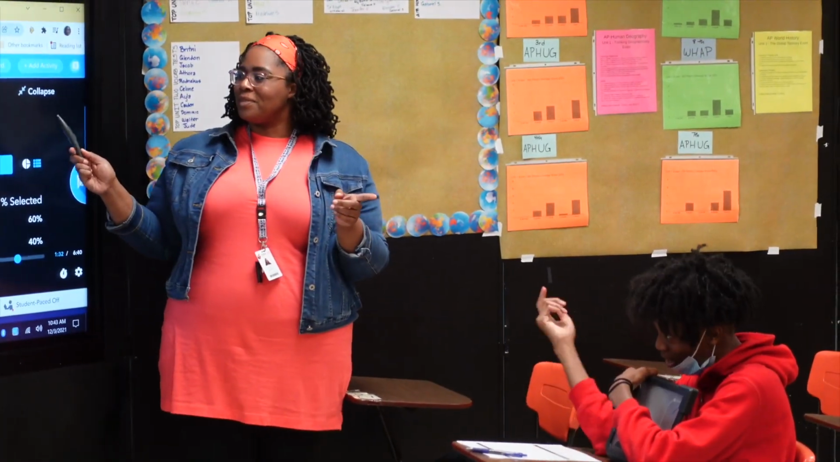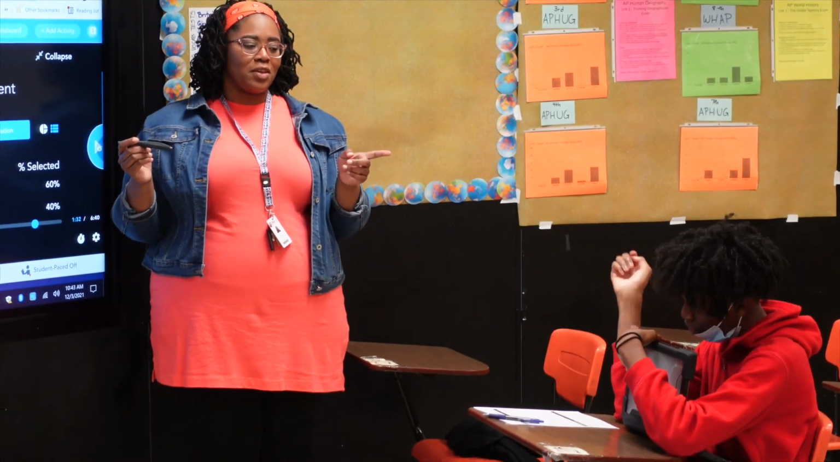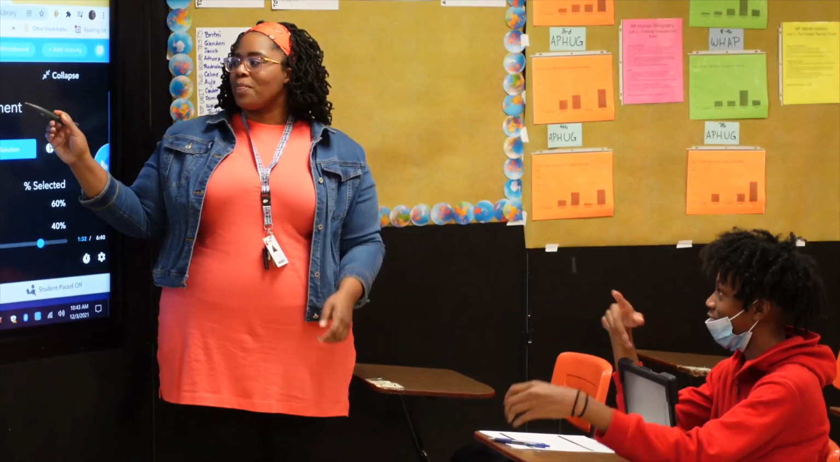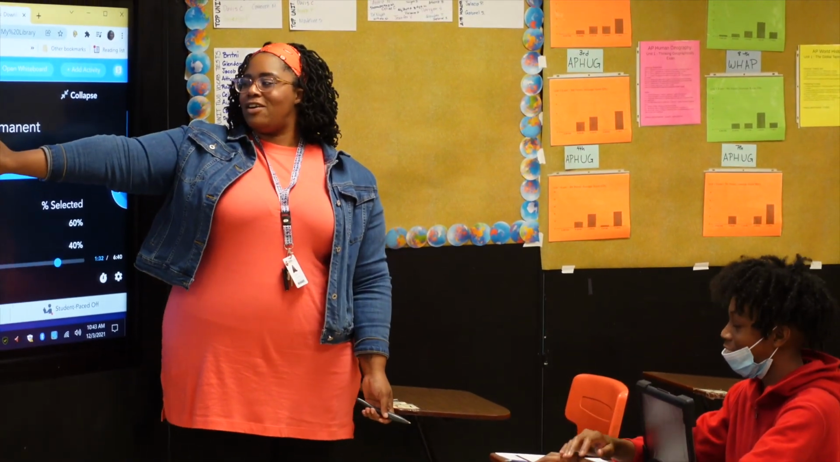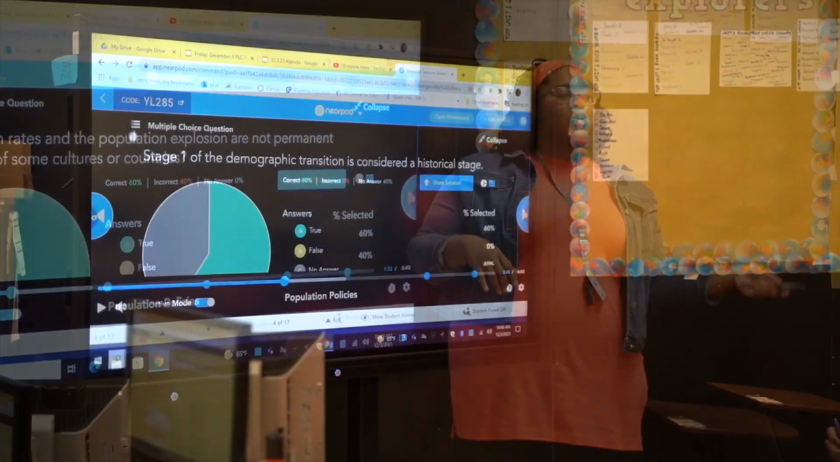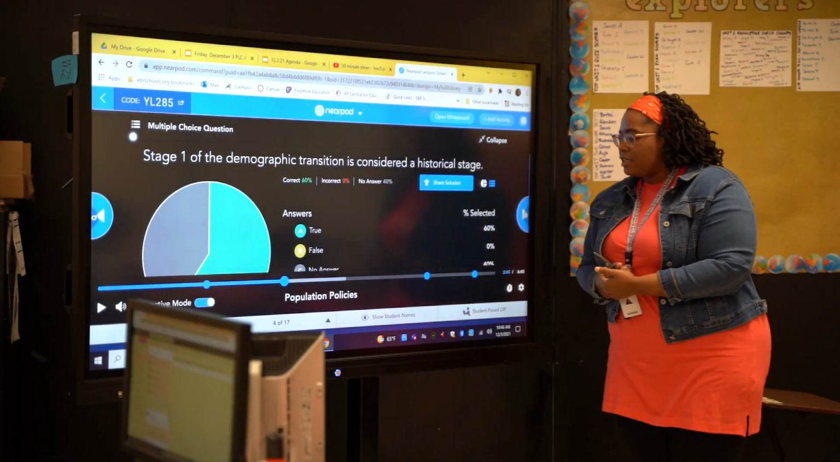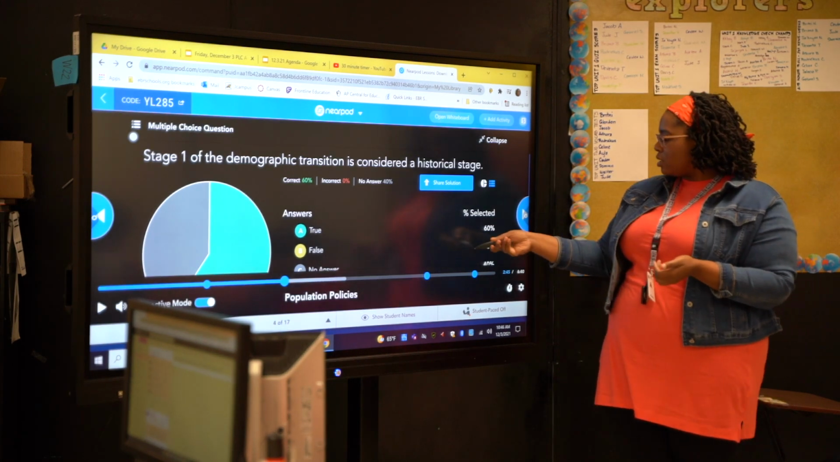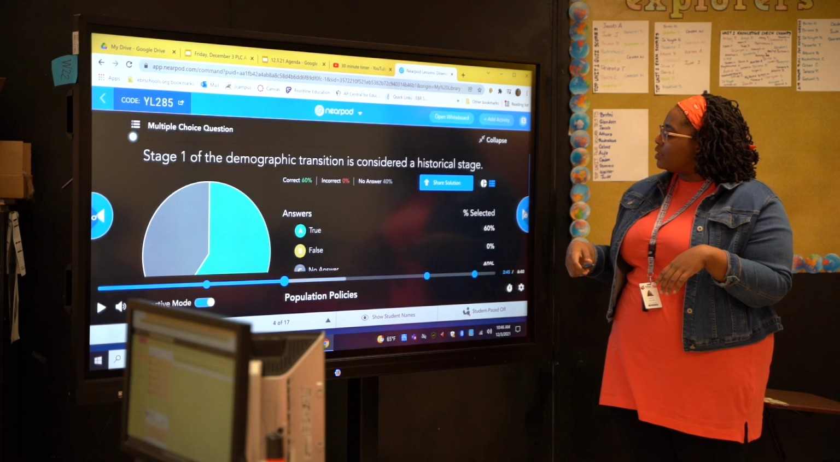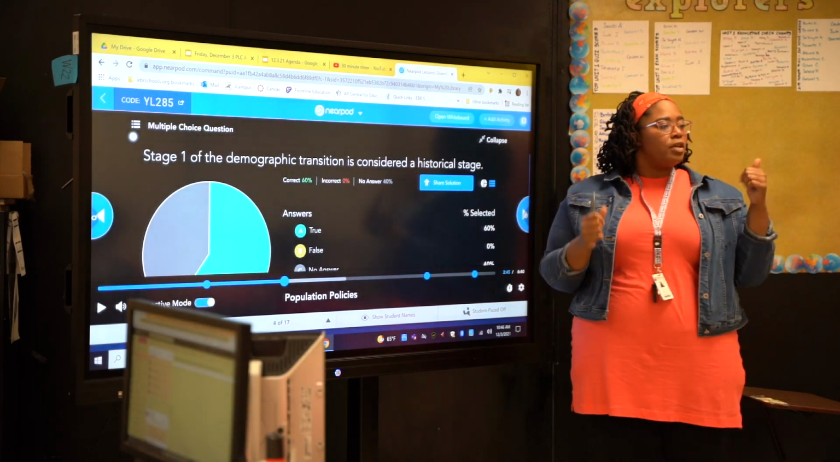I was reading it and it said high birth rates and population explosions are not permanent. See, I read it a different way. I thought it said are permanent instead of are not permanent. True or false? It is a historical stage. I think that 40% is actually just Brianna. Okay, this is true. Correct.